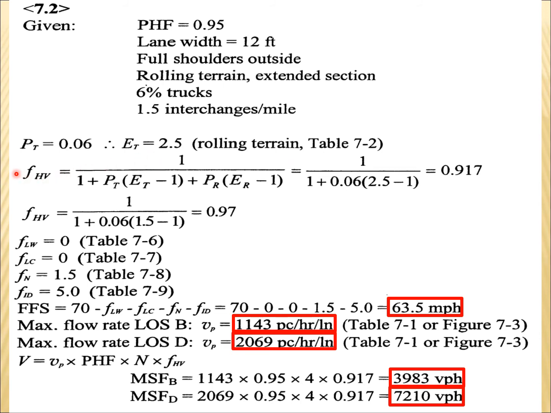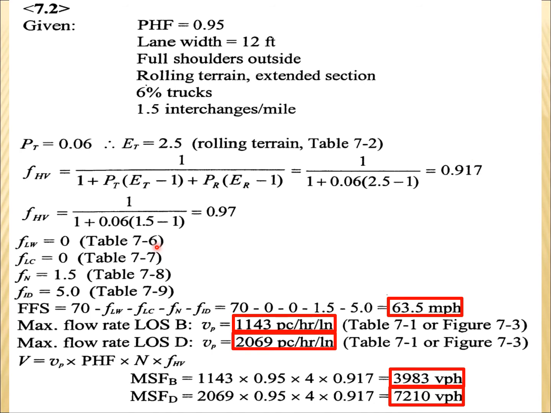Then look at the formula for F sub HV, that is the heavy vehicle adjustment factor. This is the formula for that, but as recreational vehicles are not present, this part will not be used. Just plug in the values, the answer is coming 0.917. If we consider the level terrain, then this E sub T is 1.5, so the answer is 0.97. But in this problem, obviously we are going to consider the rolling terrain, so this value will be employed.